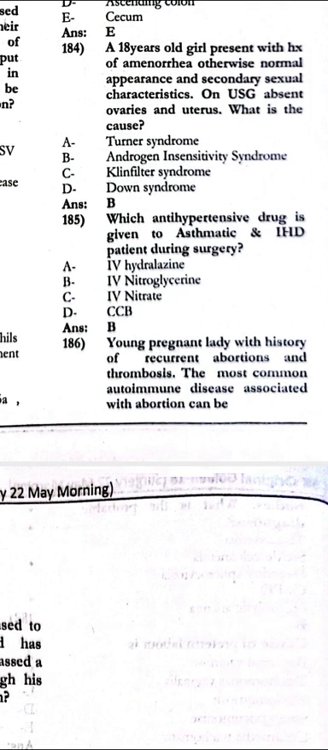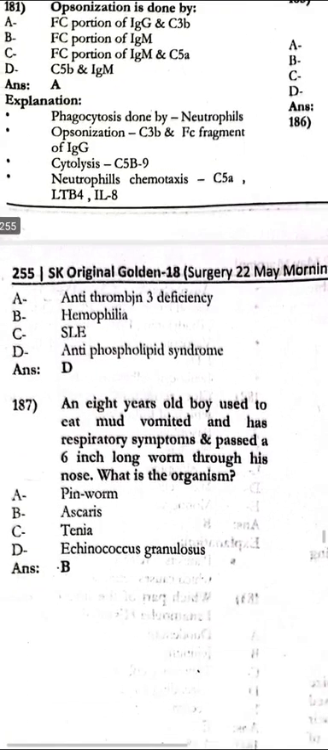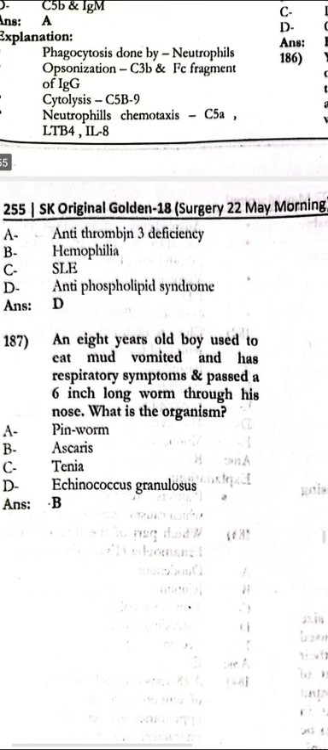A young pregnant lady with a history of recurrent abortions and thrombosis. The most common autoimmune disease associated with abortion would be antiphospholipid syndrome. An 8-year-old boy used to eat mud, vomited, and has respiratory symptoms. He passed a 6-inch long worm from his nose. What is the organism? That is Ascaris.